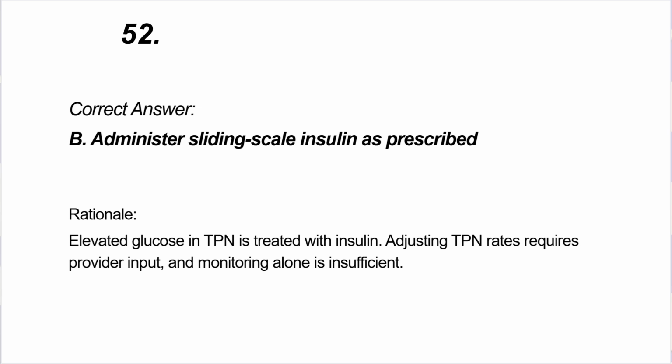52. B. Administer sliding scale insulin as prescribed. Rationale: elevated glucose in TPN is treated with insulin. Adjusting TPN rates requires provider input, and monitoring alone is insufficient.